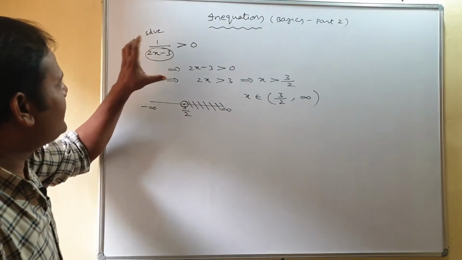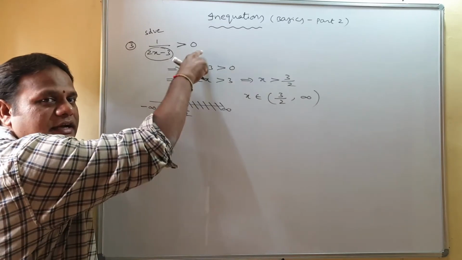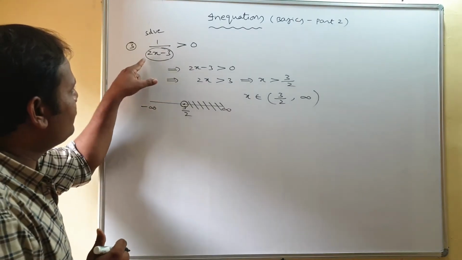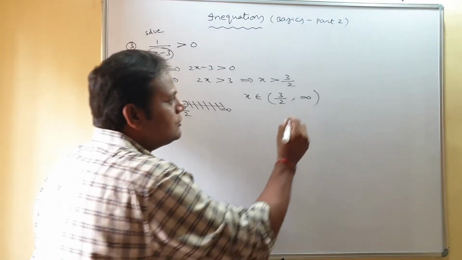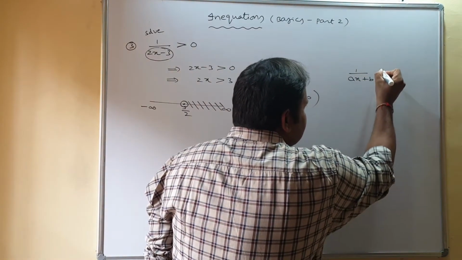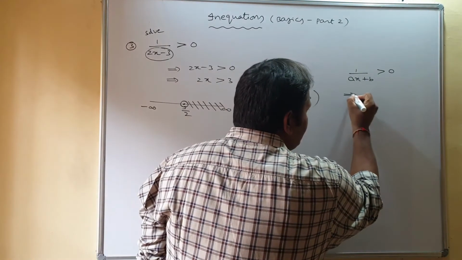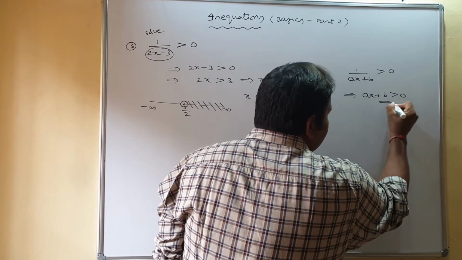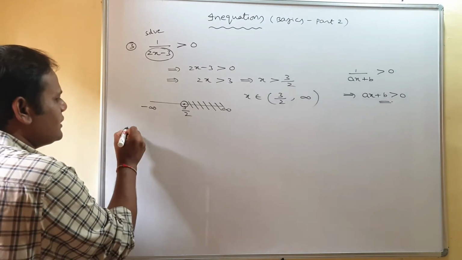So if any inequation is like 1/(2x minus 3) greater than 0, then when is it possible? If the denominator is positive, it is positive, is it? So my dear students, you remember that 1/(ax plus b) greater than 0, then you have to take ax plus b greater than 0. Is it clear? Right. Coming to next one.